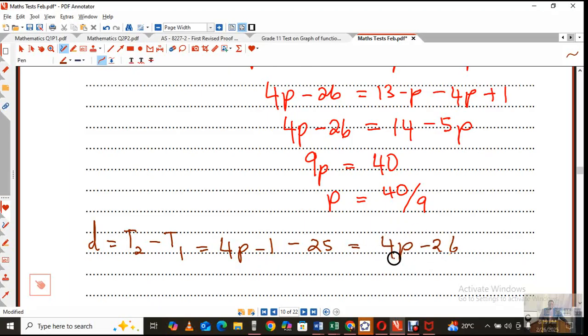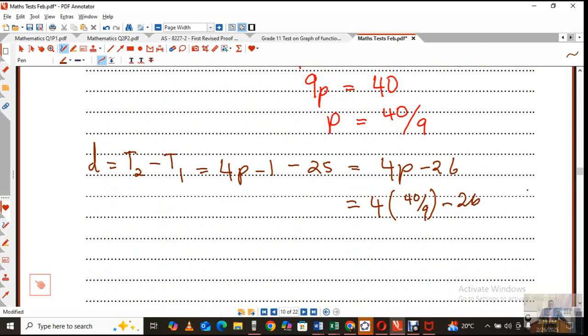But what is it that we now know? We now know that the value of p is 40 over 9. So minus 26 over there. This is going to help me calculate the common difference. Eventually, if you do a little bit of manipulation there, you will realize that our common difference is minus 74 over 9. So that's what d is.